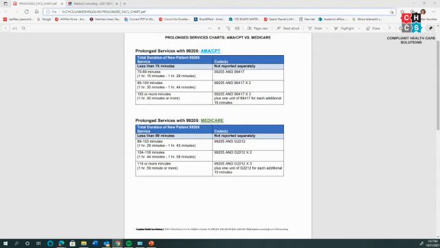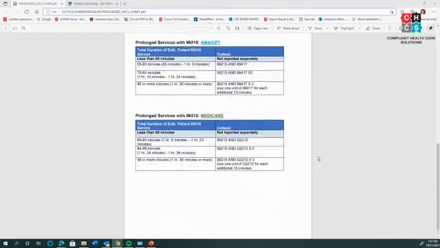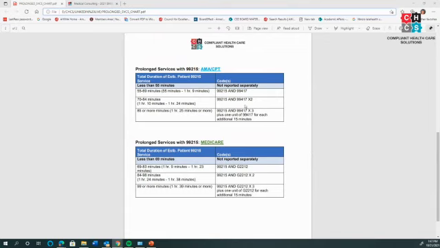So you will have the prolonged services with 99205, and I put AMA CPT, and then right below it, the prolonged services for 99205 for Medicare. And then the second page has the 99215 AMA, CPT, and Medicare. So it just has that broken out. You could even print it two-sided so it would be just one page, and have it sitting out for reference if you would like.